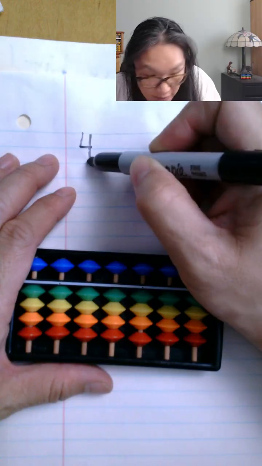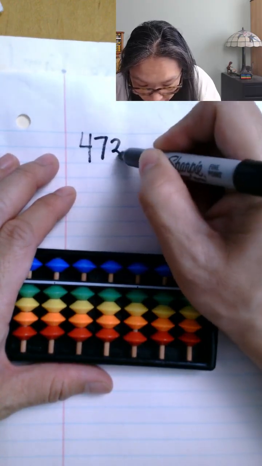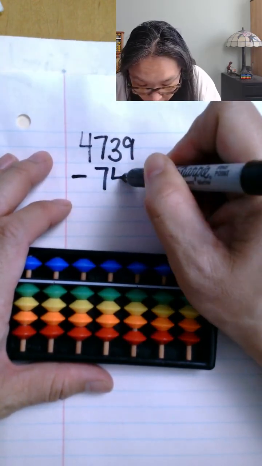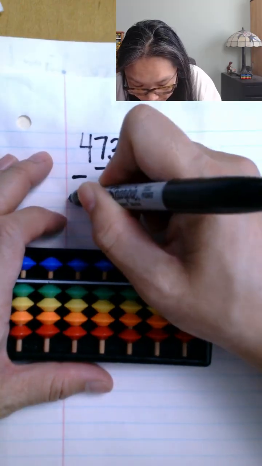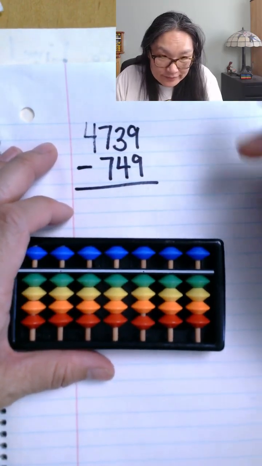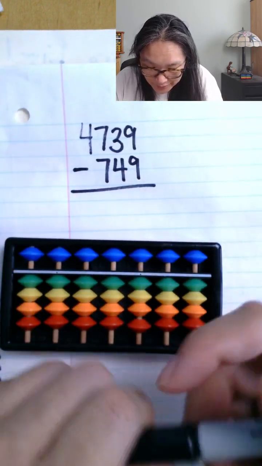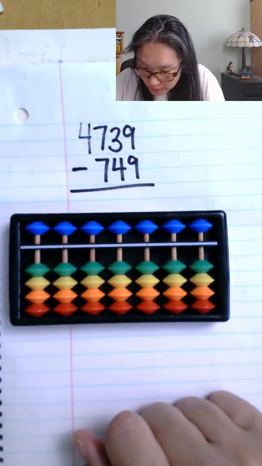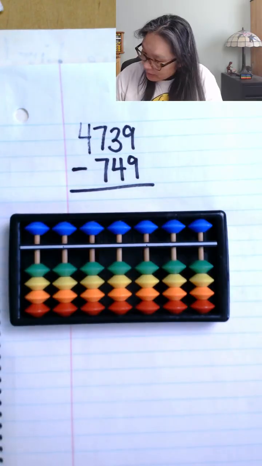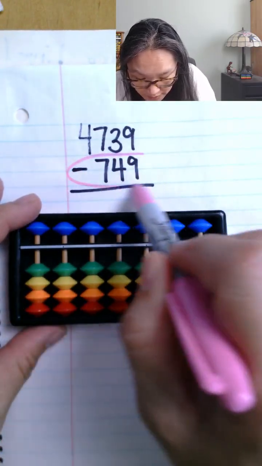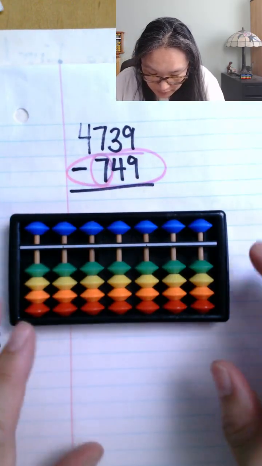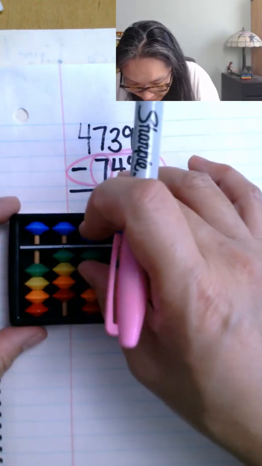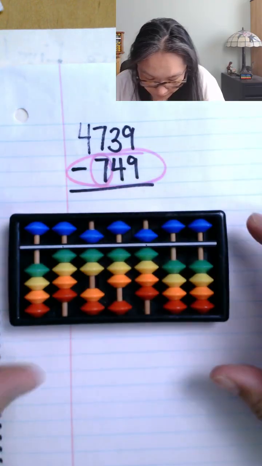So 4,739 minus 749. Okay, this is going to be a little bit. I already can tell. How do I tell? Because this is now a 0. Let me do one more question, then we'll go. We do it this way, right? So we talk about the 7. So we did 4, 7, 3, 9.